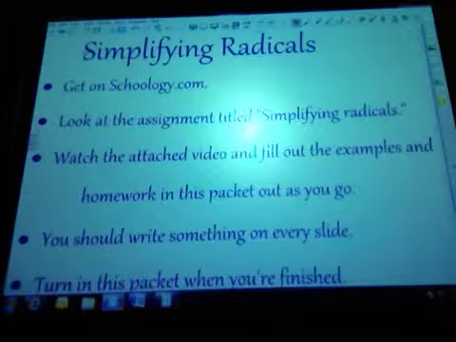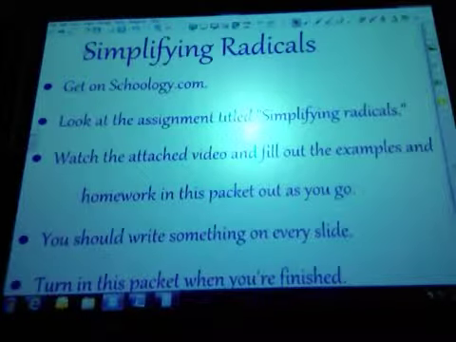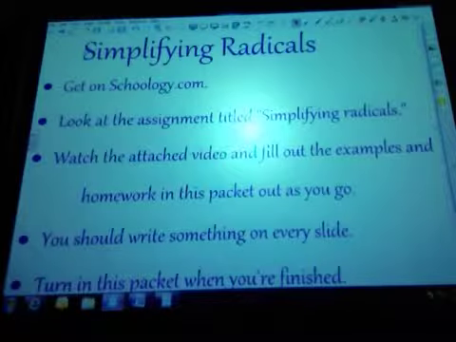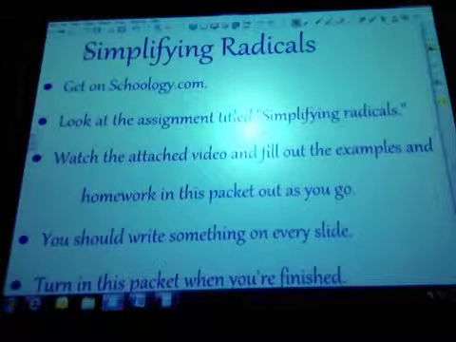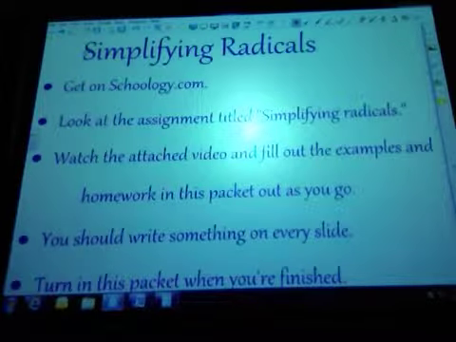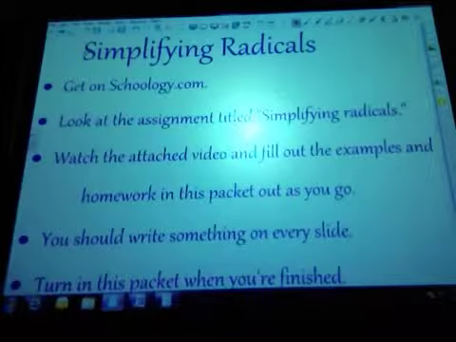Make sure you're writing something on each and every slide. So if it's examples, you need to be writing down the examples and the work that goes with it. If it's homework problems, you need to make sure you're writing down the homework and the answers that go with it. When you get finished, you need to turn your packet in to the substitute.